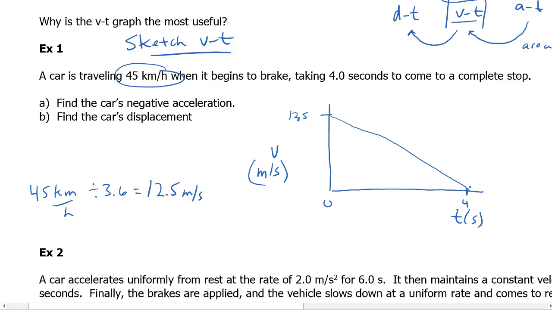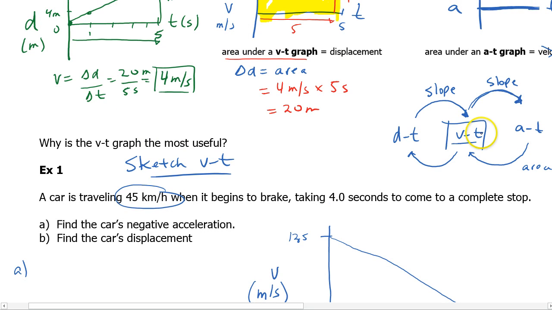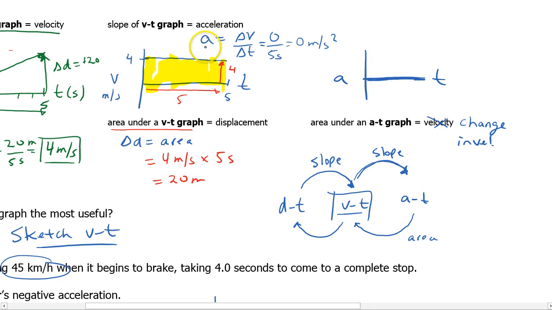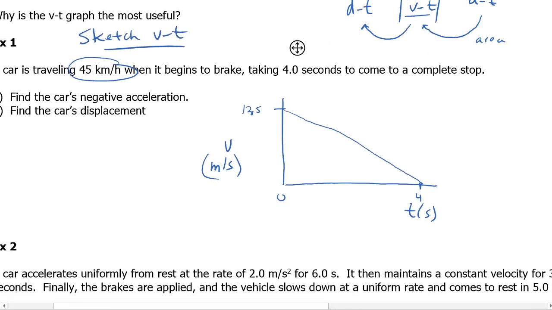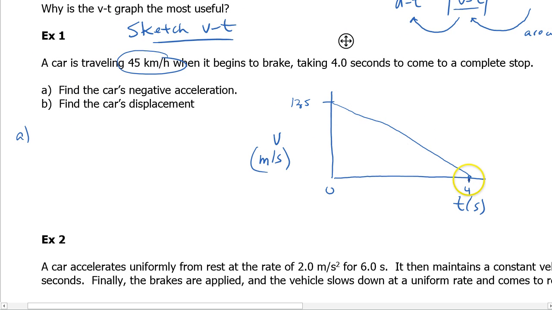Okay, so part A is to find the car's negative acceleration. This gives you a hint that the answer should be negative by saying negative acceleration. So again, how do you find acceleration from a VT graph? From a VT graph you find acceleration by doing the slope. And actually the definition is, acceleration is the change in velocity, which will be the rise, divided by the change in time, which will be the run. So the change in velocity from the first point to the end point is it goes down 12.5.